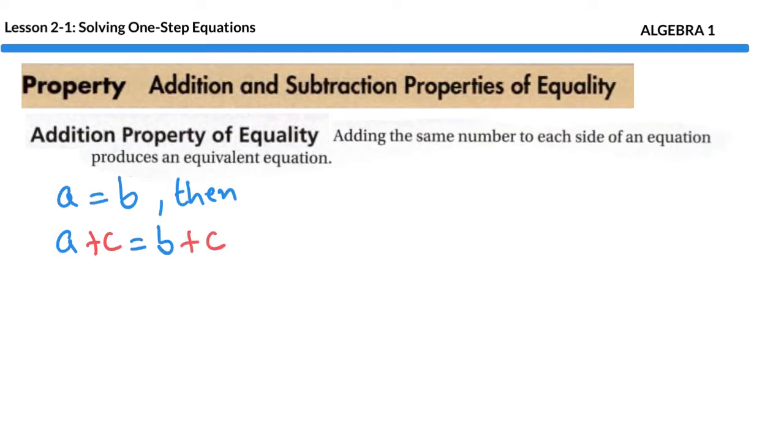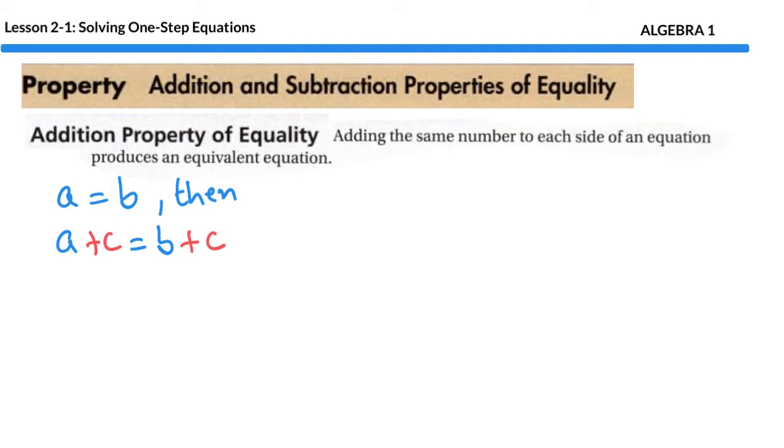Observe over here. If I add the same value on both sides of the equation, it will still be the same as A is equal to B. Adding the same value on both sides of the equation will result in an equivalent equation. So that is what it means by addition property of equality. Adding the same number to each side of an equation produces an equivalent equation.